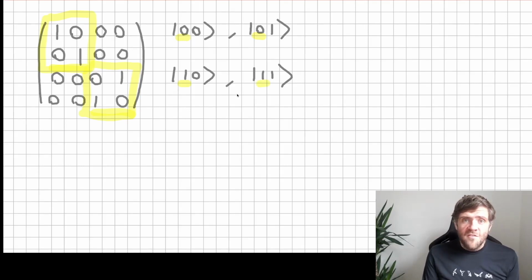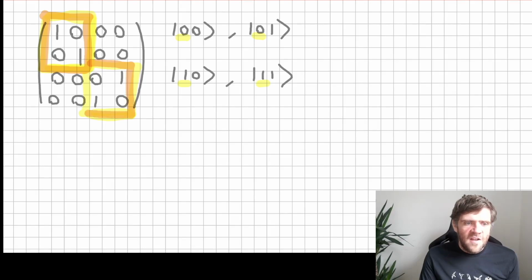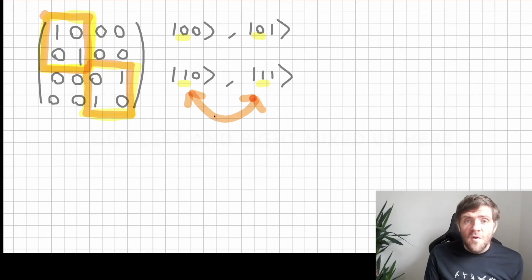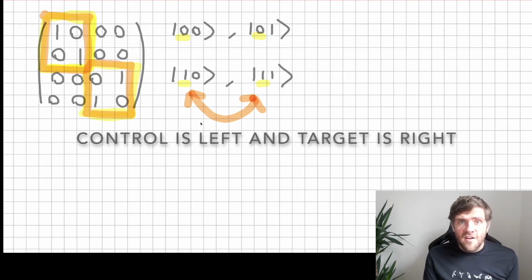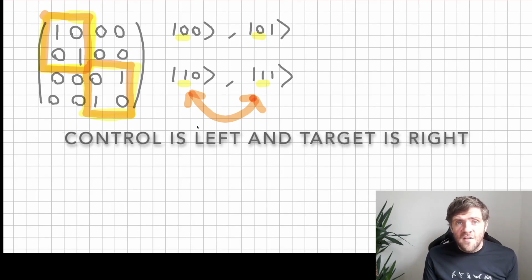So what this matrix is effectively telling us is that when we have a 0, this is going to do nothing because we have an identity here. And when we have a 1, then it's going to have the same effect as an X and swap around the amplitudes we have for these 2 states. And so this is how you can read off from this matrix that it represents a controlled NOT, where the control is the qubit that is on the right of these bit strings and the target is the qubit that is on the left of these bit strings.